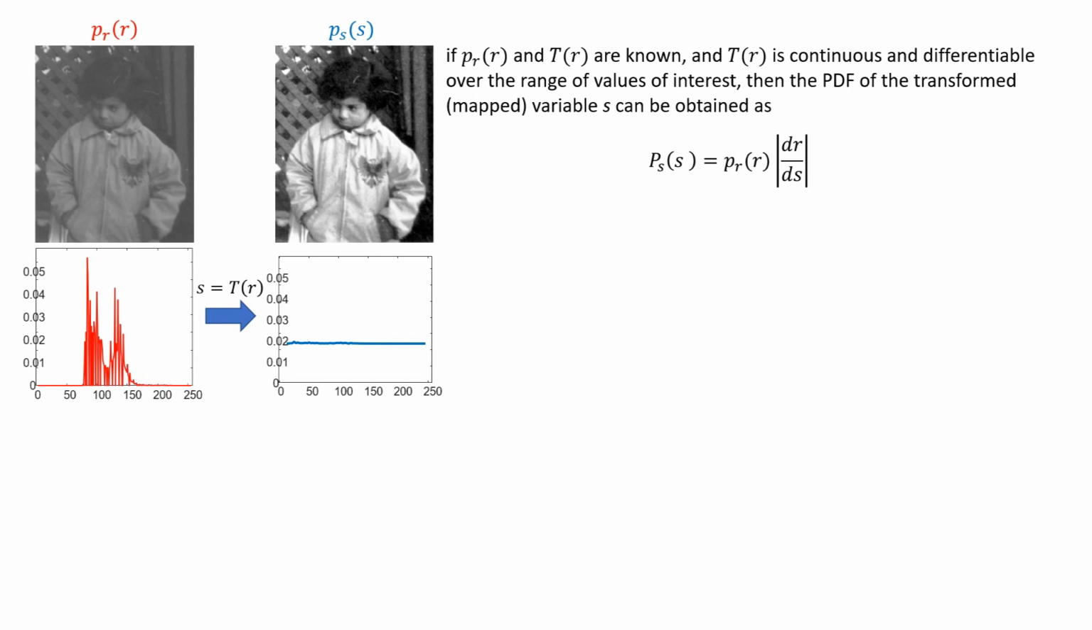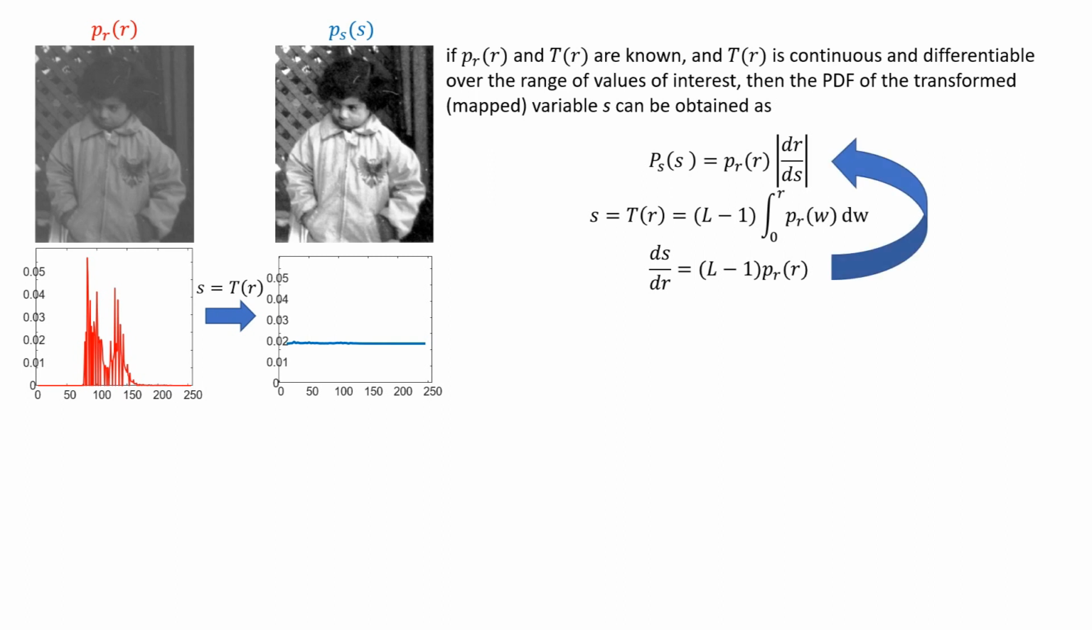The easiest case for transformations of continuous random variables is the one-to-one case, by starting with the cumulative distribution of S equal to T of R in terms of the cumulative distribution of P of R. Algebra of random variables offers us the expression just presented. By using the derivative of R with respect to S and substituting, we can obtain the uniform distribution, as we can see here.